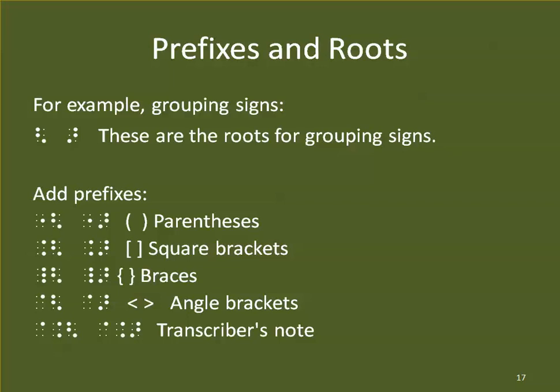So we have parentheses with dot 5s in front of them, and square brackets have dots 4, 6 in front of them. Braces 4, 5, 6, angle brackets, no matter what the context is, whether it's computer directory or less than, greater than, anything. If it looks the same in print, that's what it's going to be in UEB. And that has dot 4 in front of the root grouping sign. You can also add more than one prefix. So for transcriber's note indicators, we have dot 4, then 4, 5, or 4, 6, and then the root grouping signs. So that's how it works.